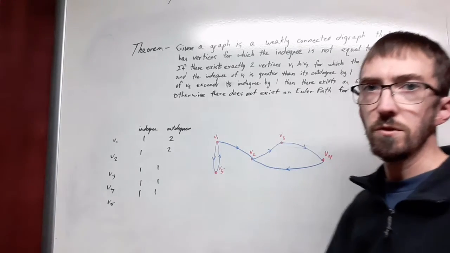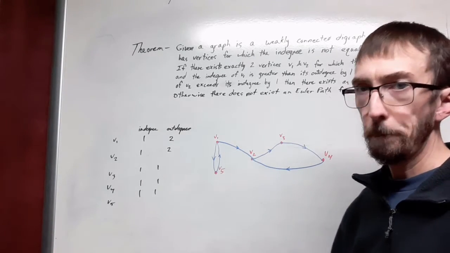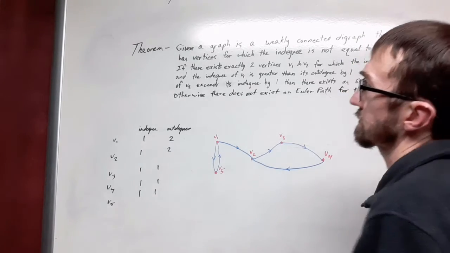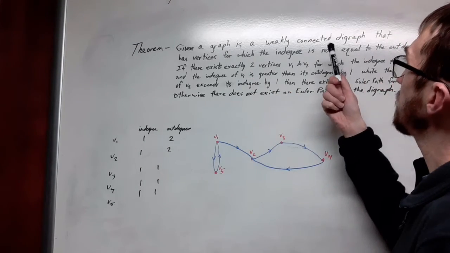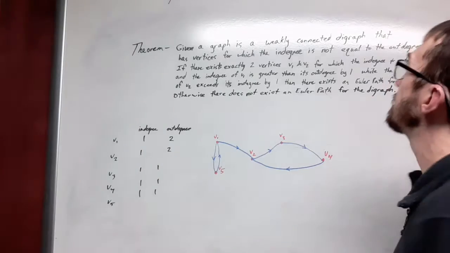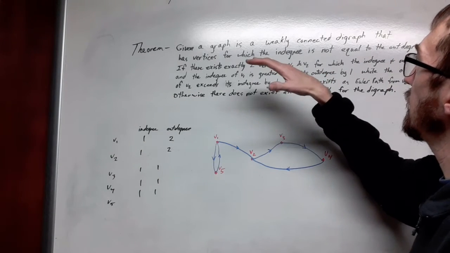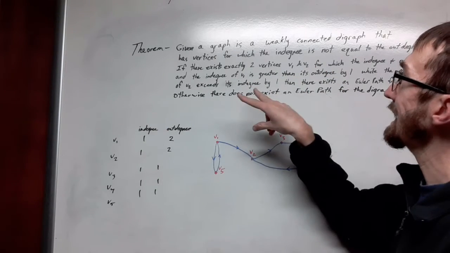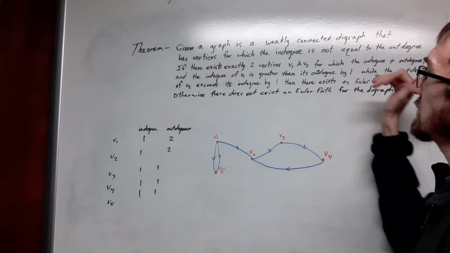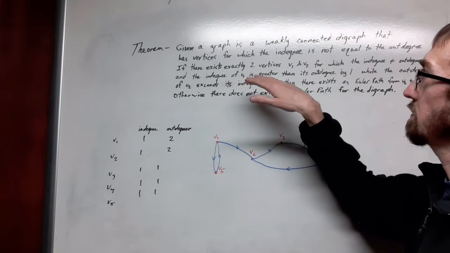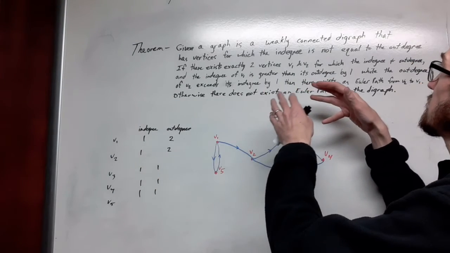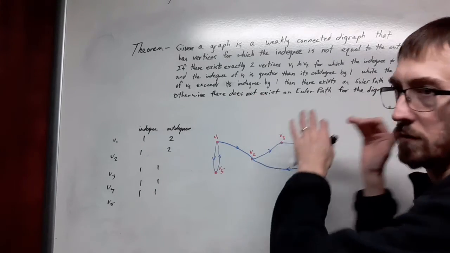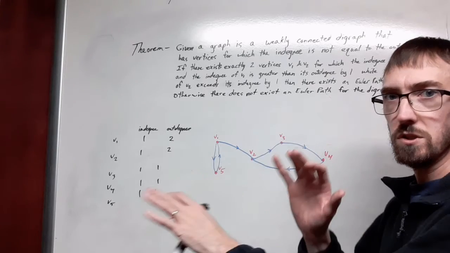All right, the next theorem that we're going to look at is very wordy, and it's going to talk about whether there exists an Euler path in the digraph. So, in this, we're given a graph that is weakly connected, which we have, and we're looking for the indegree and the outdegree to not be equal. If there exist exactly 2 vertices for which indegree does not equal outdegree, and the indegree of, say, the first one is one different from the outdegree, and then you have a second vertex that has a difference of 1 but switched.